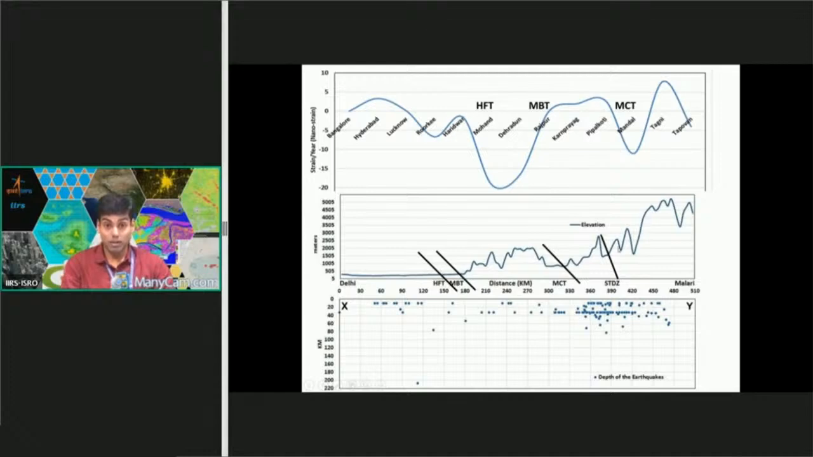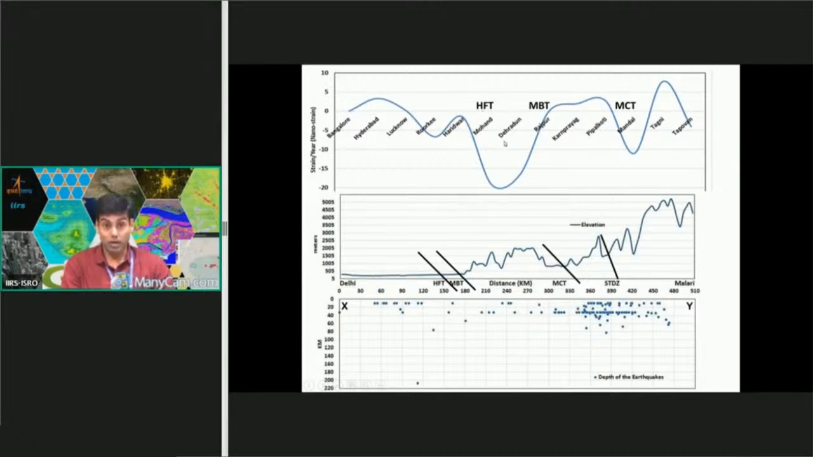And this is the altitude elevation cross section taken from Delhi to Malari, and this is the historical earthquakes in this region, along this profile. So we can see that it is validating that more strain means fewer earthquakes.